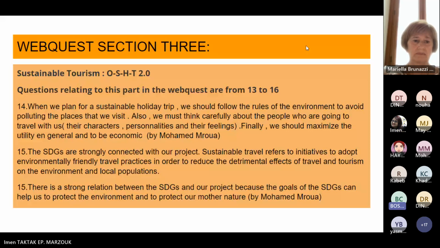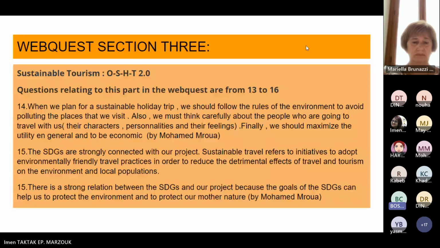And I think that is 16. There is a strong relation between the SDGs and our project because the goals of the SDGs can help us protect the environment and protect our mother nature. By Mohammed Moura. I hope I pronounced that name correctly.